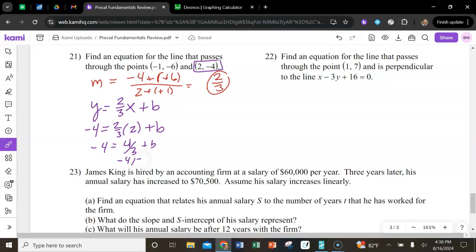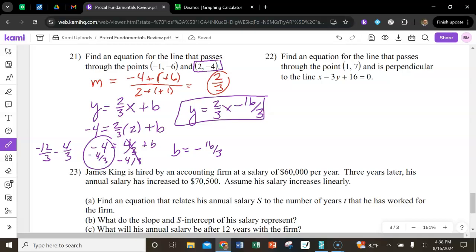And then I would subtract this 4/3. You just need to get a common denominator. So -4 is -12/3, and I'm subtracting 4/3 from that. It's going to be -16/3. So I'm going to get that b is -16/3. And so that means that my equation is y equals 2/3 x minus 16/3.